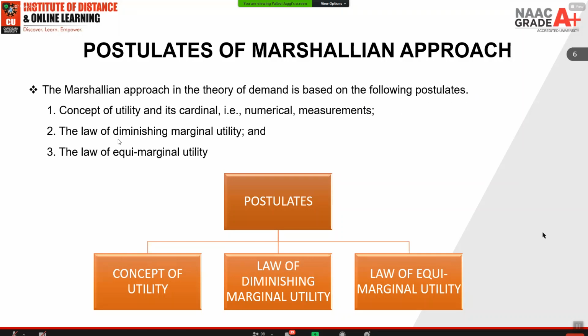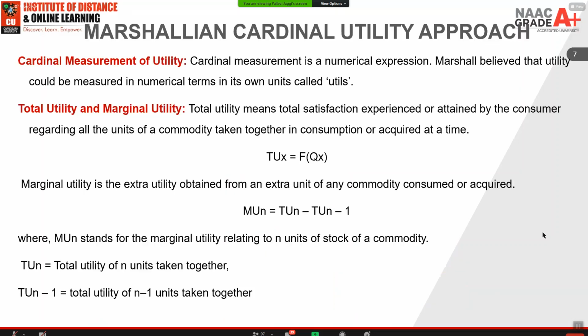So the first is the concept of utility and its cardinal, that is numerical, measurement. The second is the law of diminishing marginal utility. And the third is the law of equimarginal utility. So let's have an introduction on all these one by one.